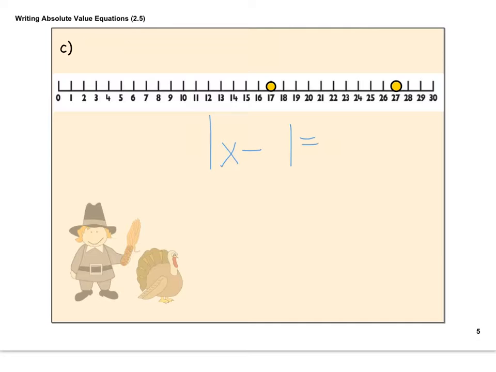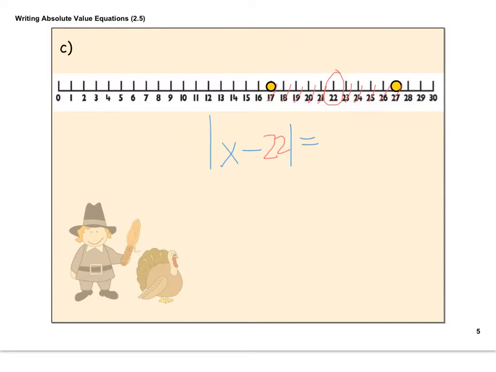Let's find our middle number to know what goes inside the absolute value. Crossing off one number on each side until we find that middle number. And this time, our middle number is 22, so that goes inside our absolute value. Again, whatever number is in the middle of the two dots goes in the middle of the absolute value. Notice middle, middle. So they pair up really nice.